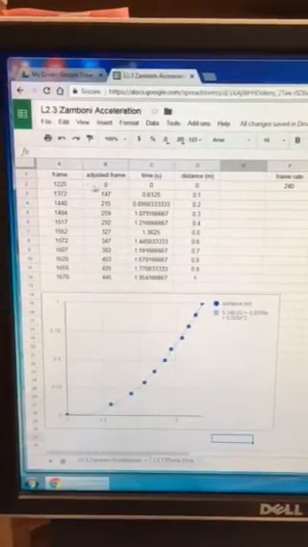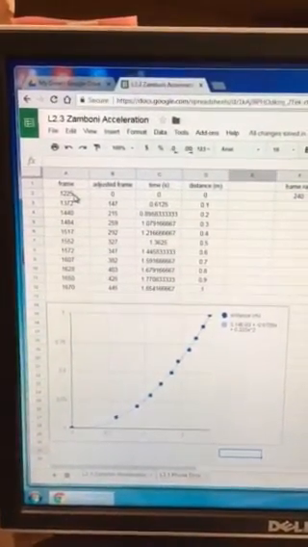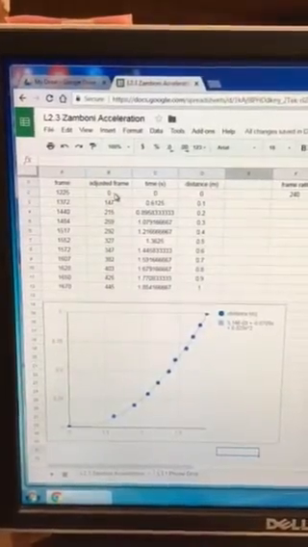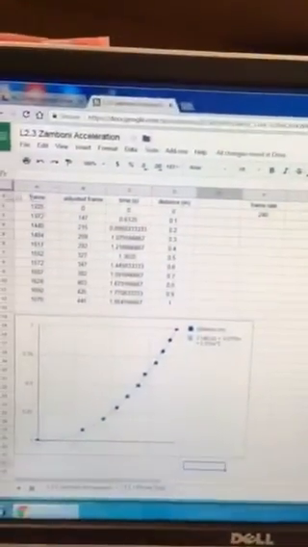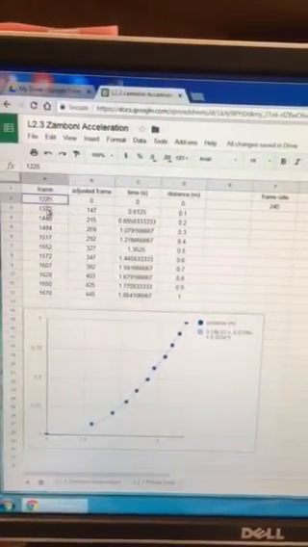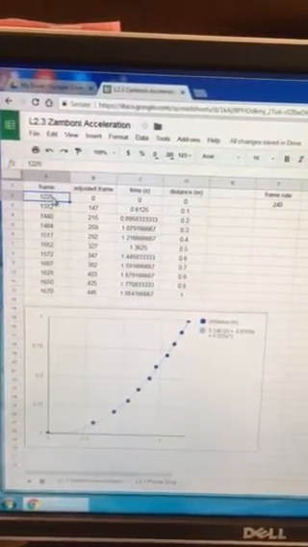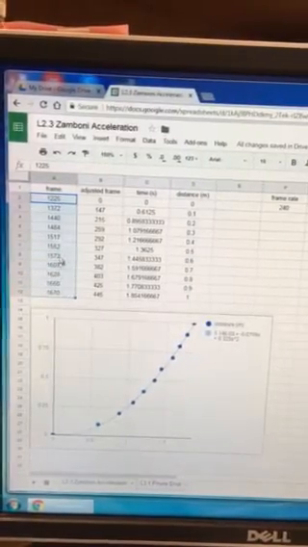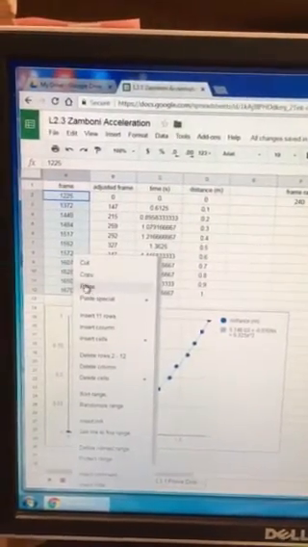First and foremost, we don't have a raw frame rate and an adjusted frame rate this time. We just started at 0. So we don't actually need the frames over here. In fact, you can leave them. You can highlight them and clear them. You can do this on your phone too.